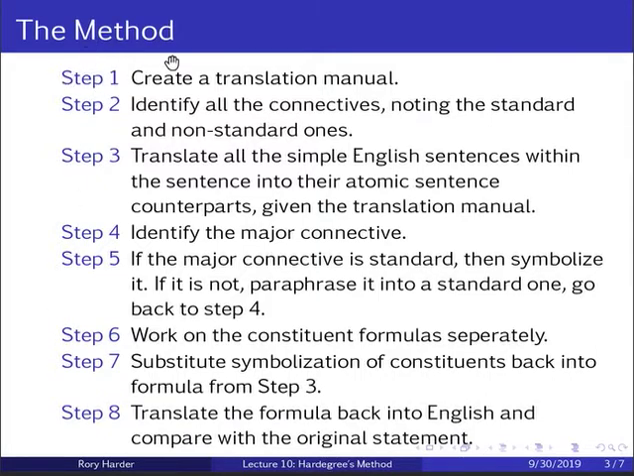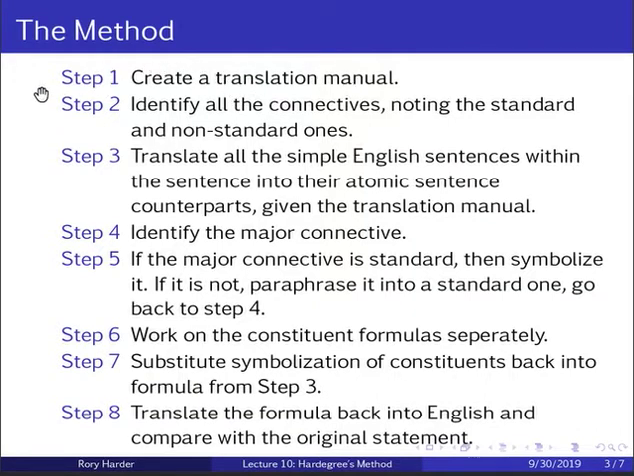So we begin the method when we have an ordinary language sentence that we're trying to translate. So the first step is we have to create a translation manual. So in order to do that, you have to identify all of the simple sentences within the sentence you're translating and assign to each of them a sentence letter. And that assignment of sentence letters from the vocabulary of our deductive logic to basic sentences is a translation manual.